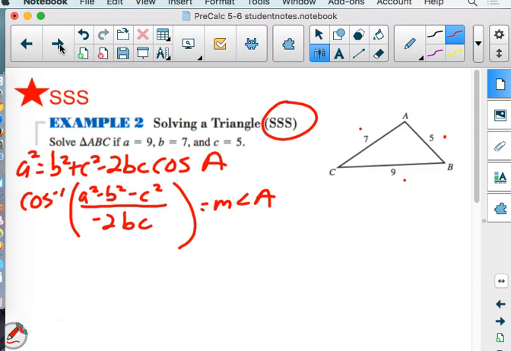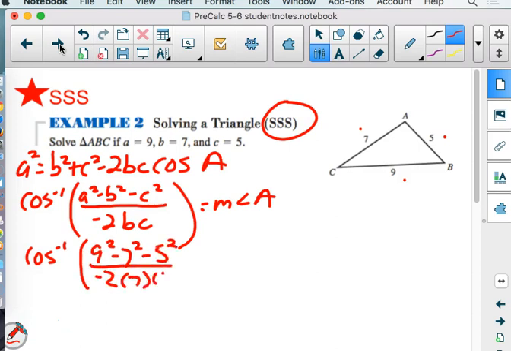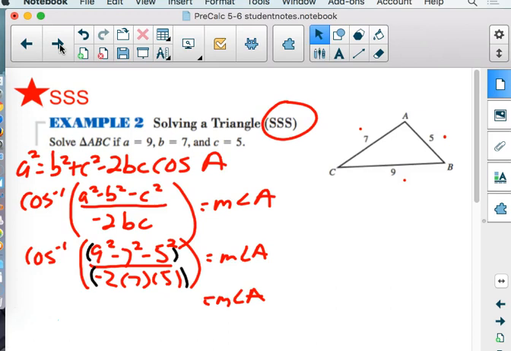So now let's put the numbers in and see what we get. Inverse cosine of 9 squared minus 7 squared minus 5 squared, over negative 2 times 7 times 5. And then we'll just carefully punch that in. We get the measure of angle A.